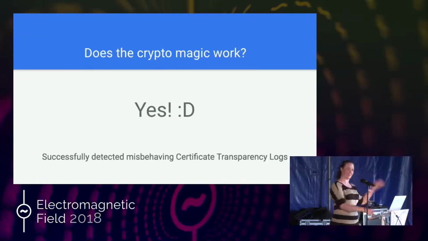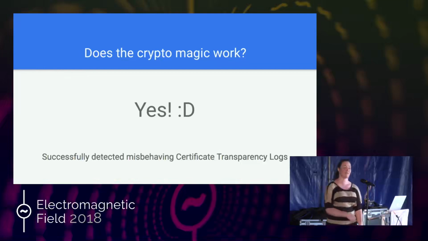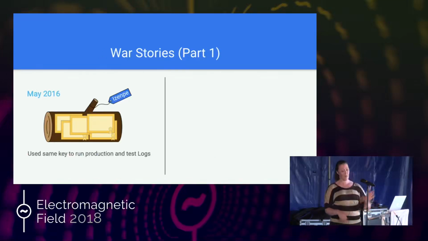Does it work? Yes, it does. The certificate transparency ecosystem, the wider ecosystem, has successfully detected a number of misbehaving certificate transparency logs using these checking mechanisms. One of the logs, what happened here was they used the same public key to run both a production and a test log. Now, in the certificate transparency world, CT logs are identified based on their public key. So by using the same key for 2 logs, any tree heads issued by either of those logs were considered to be from a single log.